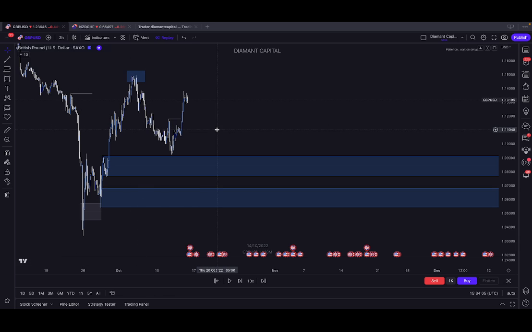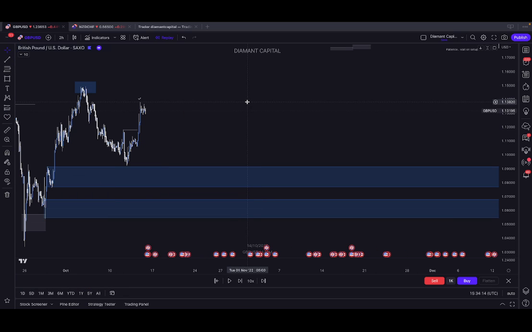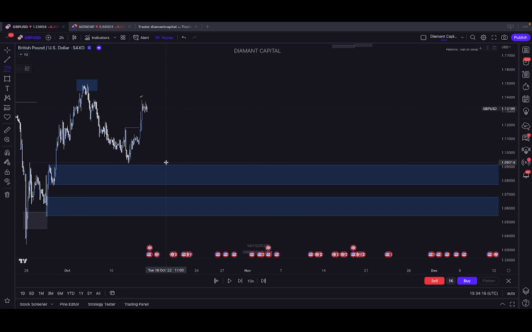So as you can see, what we're going to be waiting for is our next demand zone. Once we had that break up, personally, if I'm looking for buy zones, I'm going to be waiting on something like over here.